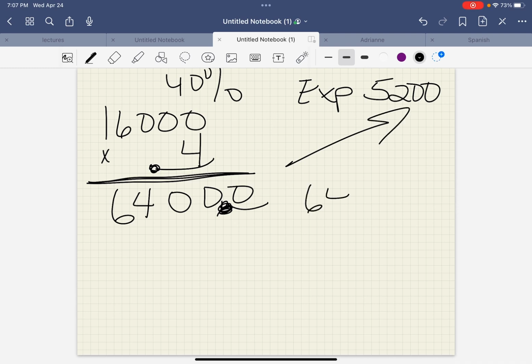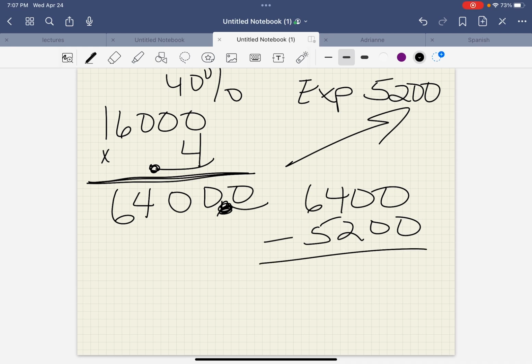So $6,400 was what she marked the goods up for, minus what her expenses are for the month. So she actually only profited $1,200 for that month. Okay, so find out what the markup is and then subtract the expenses from it.